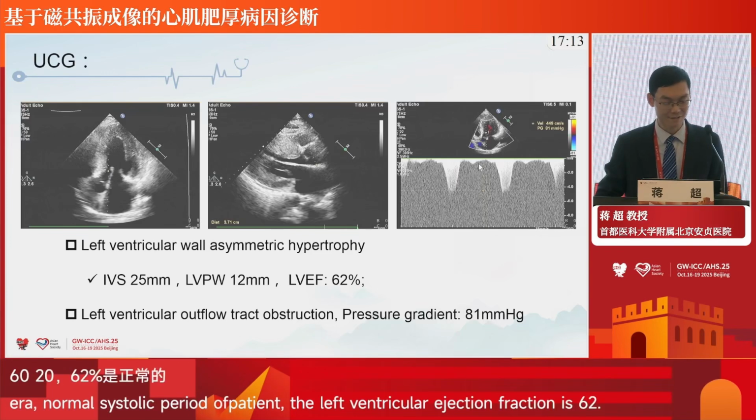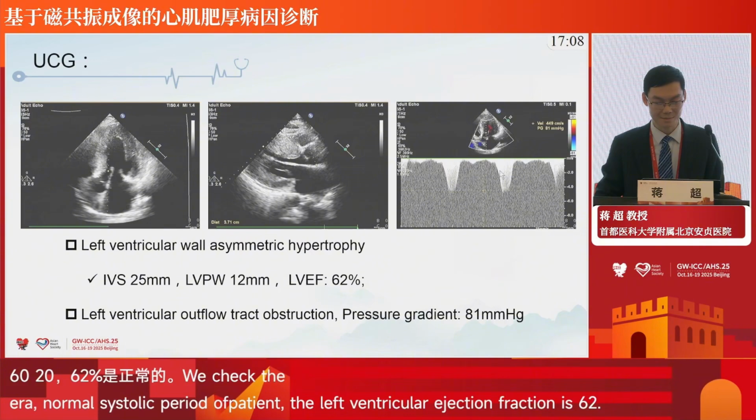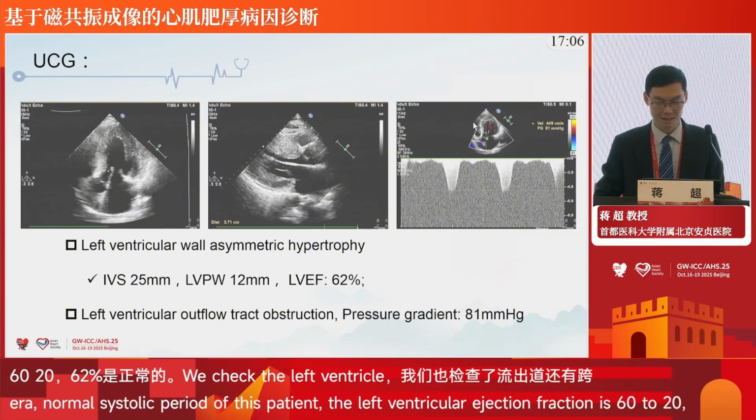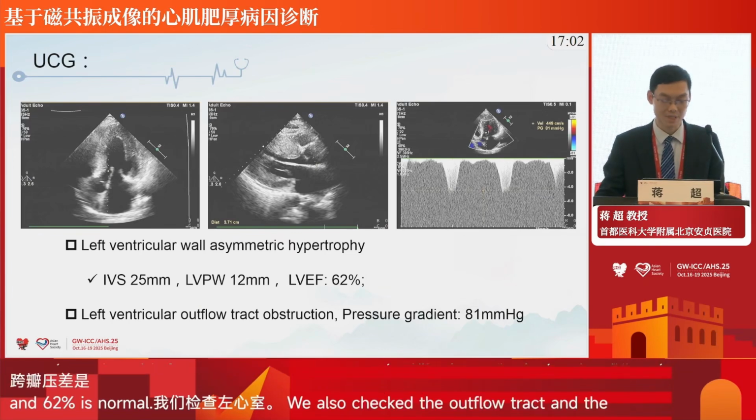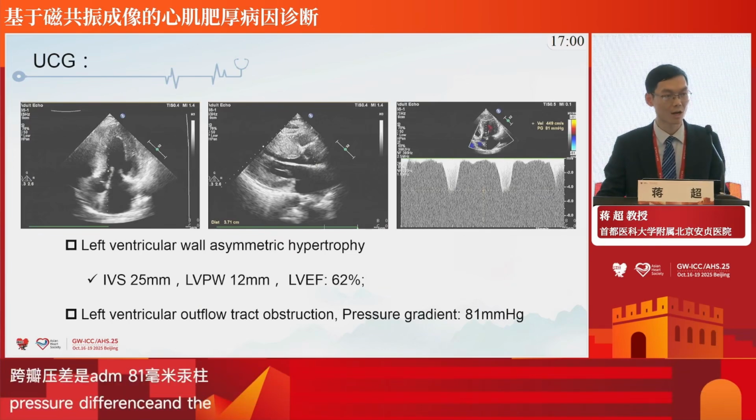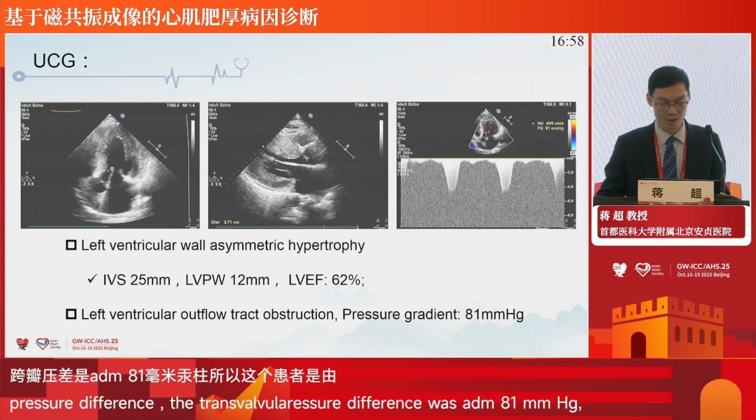We checked the left ventricular outflow tract pressure. We found that the pressure gradient is more than 80 millimeters of mercury. So the patient had a left ventricular outflow tract obstruction.